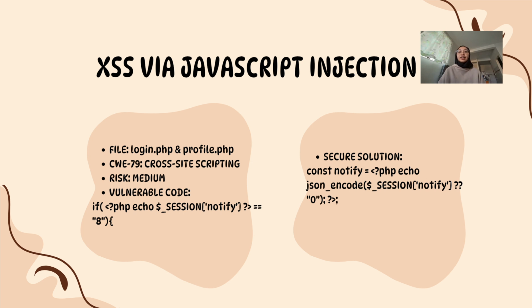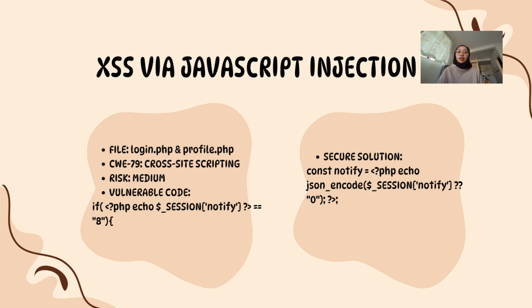The third one is XSS via JavaScript injection. Right here, we can find the problem in login.php and also profile.php, where the CWE is CWE-79 XSS, and the risk is medium.